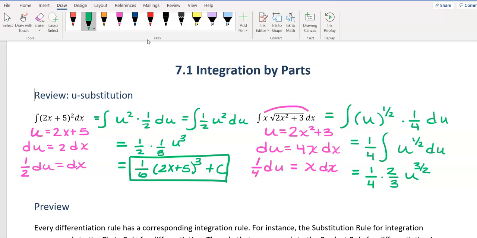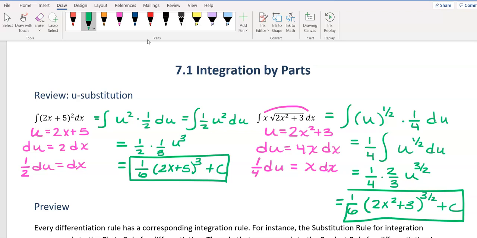Okay, now we need to get it back in terms of x and simplify the fractions in front. So that is going to be 1/6, and I'm going to leave it as an exponent instead of putting it in terms of the radical. So that is going to be, again, replacing our u with what our x expression is. And don't forget your constant of integration on the end. Okay, so that is the review of u substitution.